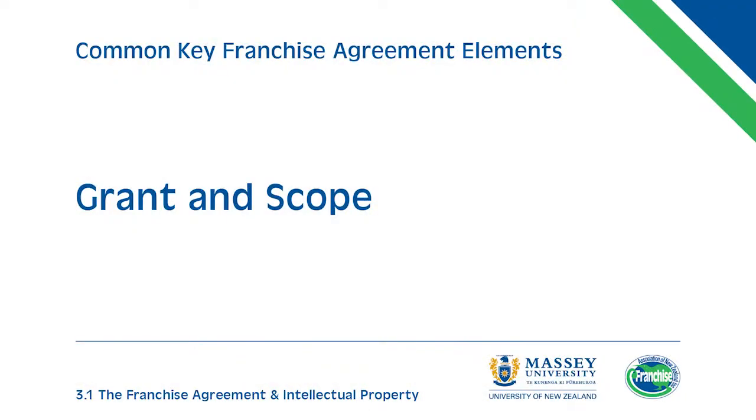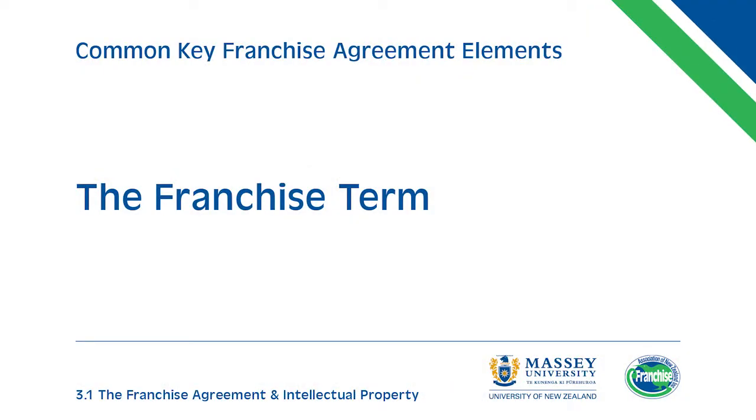Grant and scope. This is where the franchisor grants the franchisee a franchise to use the franchise system, including intellectual property such as brand names, trademarks, and the franchisee manual. As well as other considerations, the franchise is usually granted for a specific and limited period of time and within a particular territory.